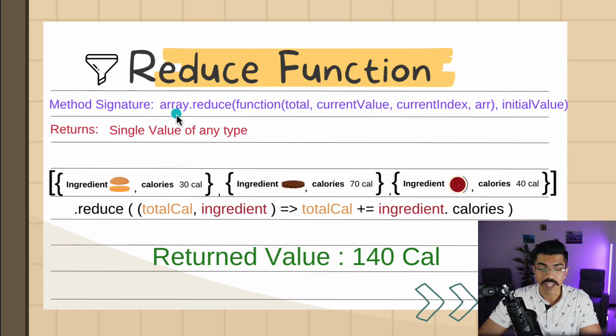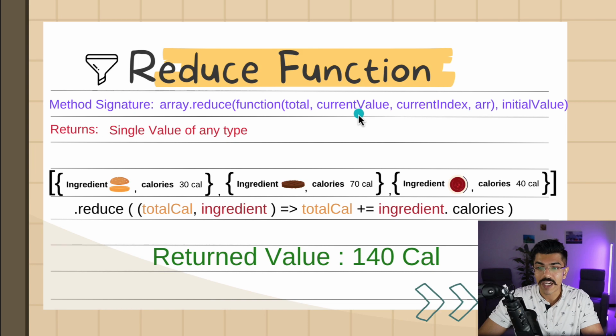We have the method signature in which we use the array.reduce function, and in the reduce function we pass in a callback function. The callback function takes in 4 parameters. The first one is generally called the accumulator, but I don't like to use that word because it's too fancy and we do not really understand its meaning. So I just like to use a simple word called total.